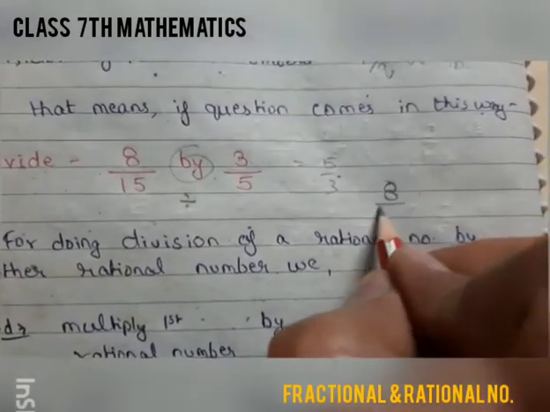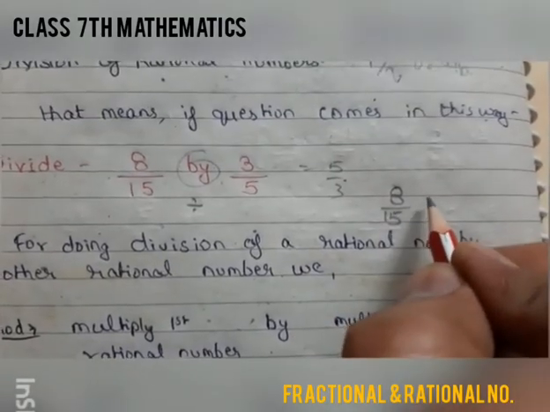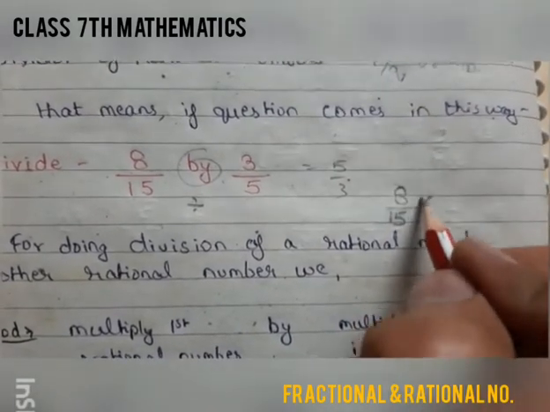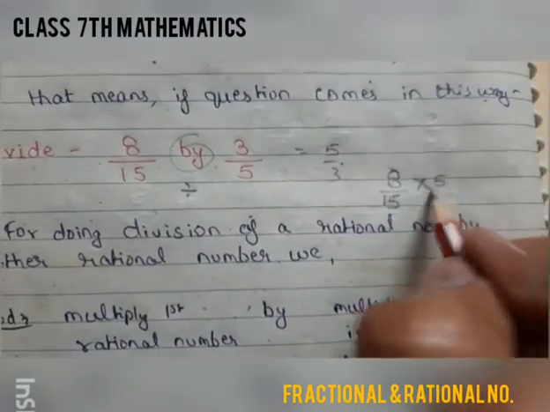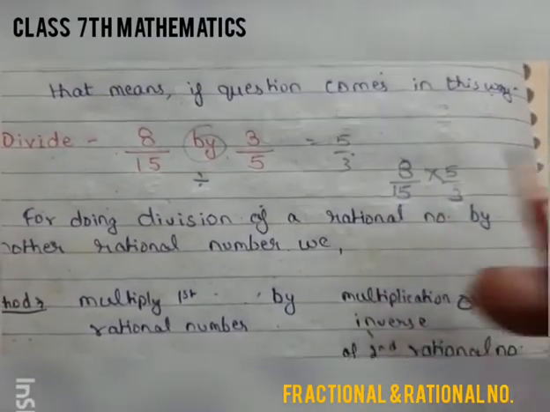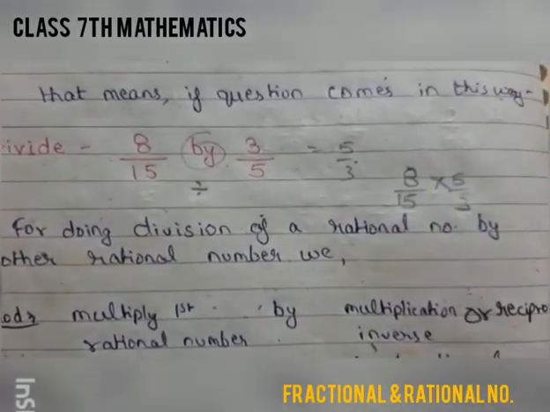Mathematically, how will we write it? First rational number into reciprocal of second rational number. The reciprocal of 3 by 5 is 5 upon 3. So if you solve this, we will get the answer. This is how you need to do the division of rational numbers.